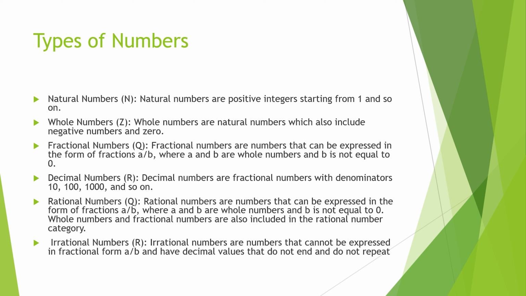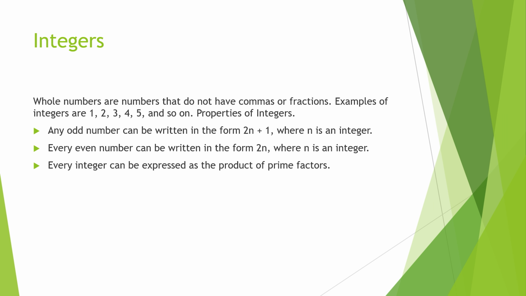Irrational numbers. Irrational numbers are numbers that cannot be expressed in fractional form a over b, and have decimal values that do not end and do not repeat. Integers. Integers are numbers that do not have commas or fractions. Examples of integers are 1, 2, 3, 4, 5, and so on.